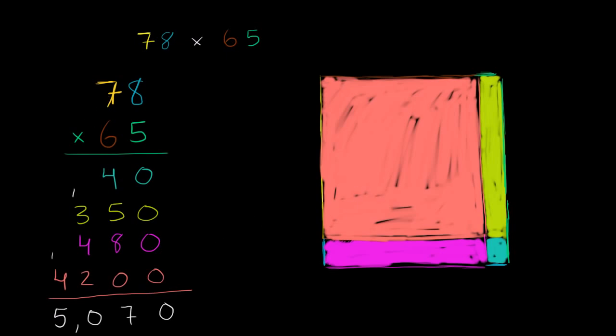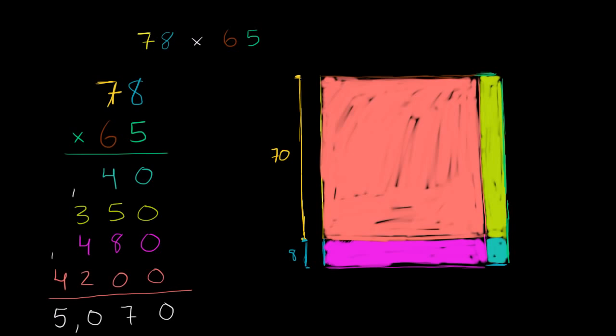Now I want to visualize what was going on here using this area model. So once again, we had 78. So I'm going to make this vertical length represent 78. So this distance right over here represents the 70. That's the 70. And then we'll make this distance right over here represent the 8.